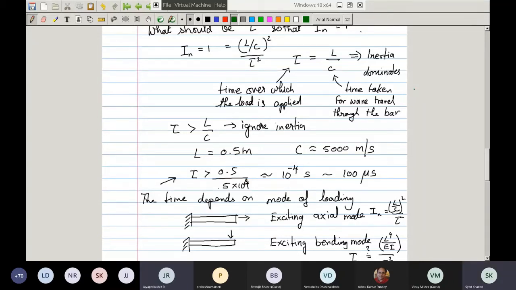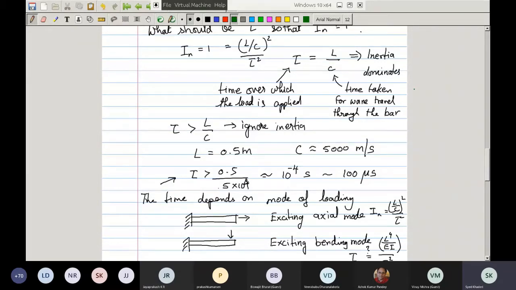Yes. Okay. So when we say that 10 power minus 4 seconds is a certain characteristic time, if you are applying the load for a larger time period, you don't have to consider the inertia effect. And if it is lower than this particular time period of application of load, you need to consider it dynamic. I couldn't clearly understand how you made this distinction here. Yeah, okay, fine.